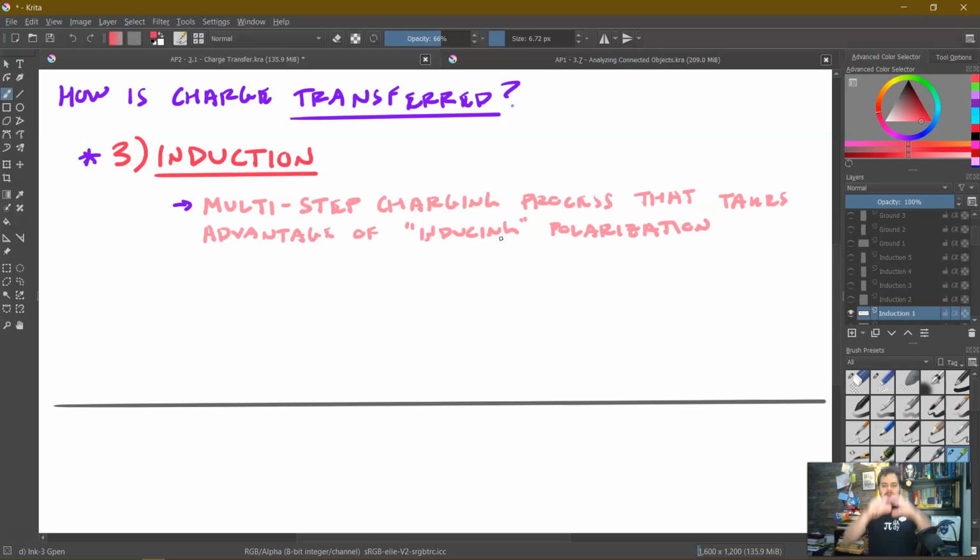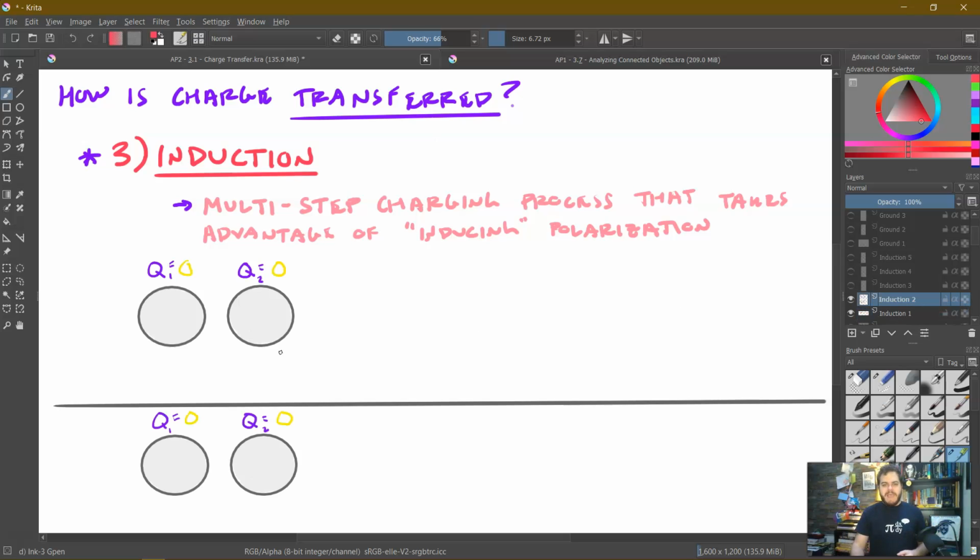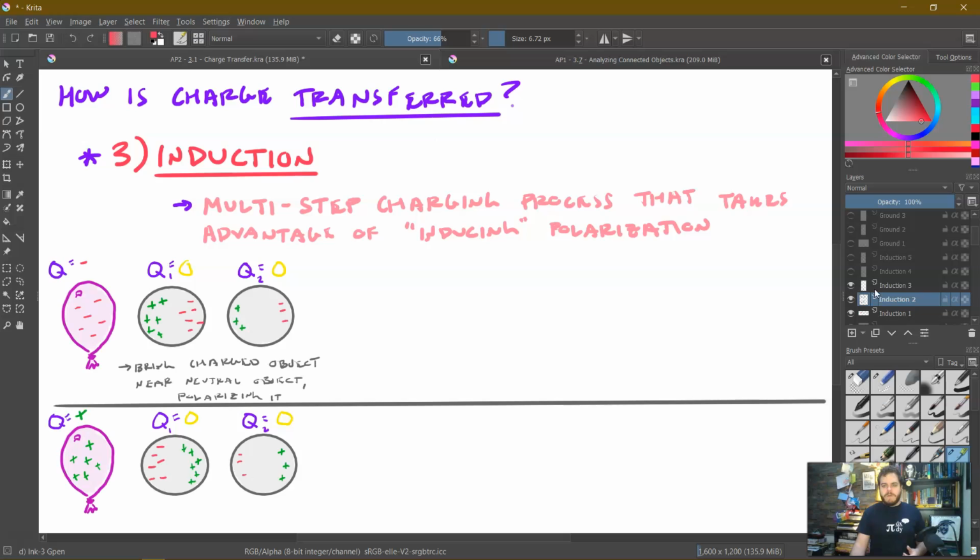You're inducing this charge on different sides of the object. So let's say we originally have two sets of spheres, and these are both just neutrally charged, no charge between them. We're going to look at two different scenarios. One where a negative balloon is brought nearby, and one where a positively charged balloon is brought nearby.